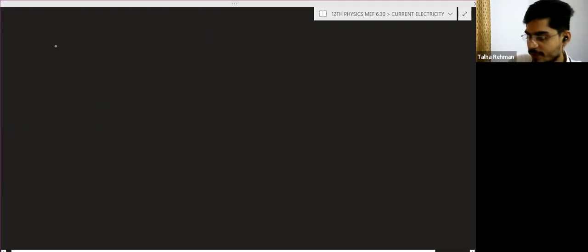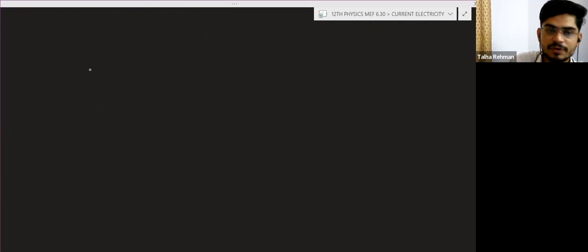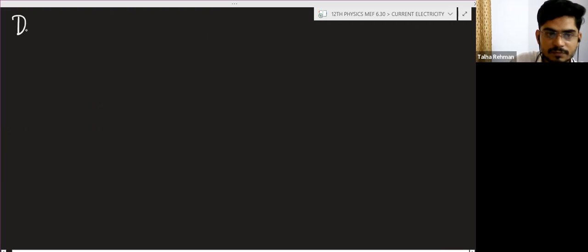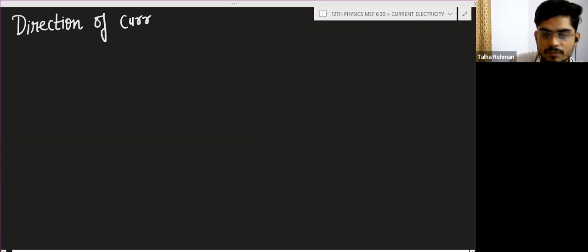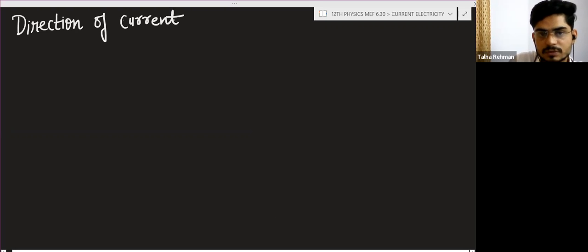So now we have to find the magnitude and direction of current. Sorry, magnitude of current, and current is not a tensor quantity, you should consider current as a scalar quantity. And now we will talk about the direction of current.